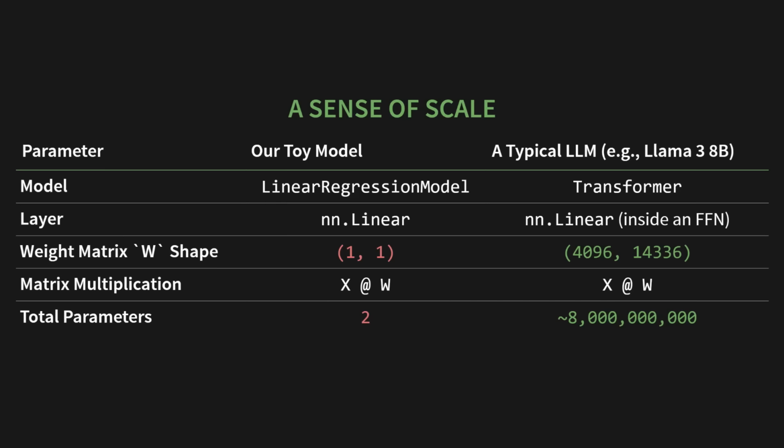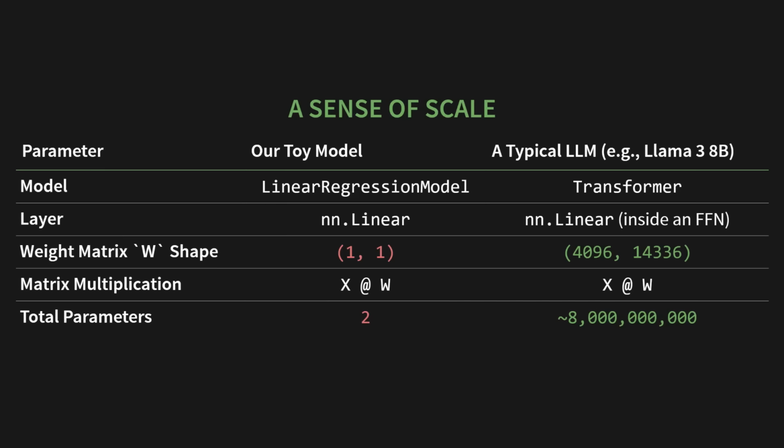Makes sense. Second row, the layer. For us, we used nn.Linear. For the LLM, inside one of those FFNs, it's also nn.Linear. Now, here's where it gets wild. Look at the weight matrix W shape. For our toy model, the shape was 1 by 1. A single number. For just one of the linear layers in the LLM's FFN, the shape might be 4096 by 14,336. That's over 58 million values in a single matrix.